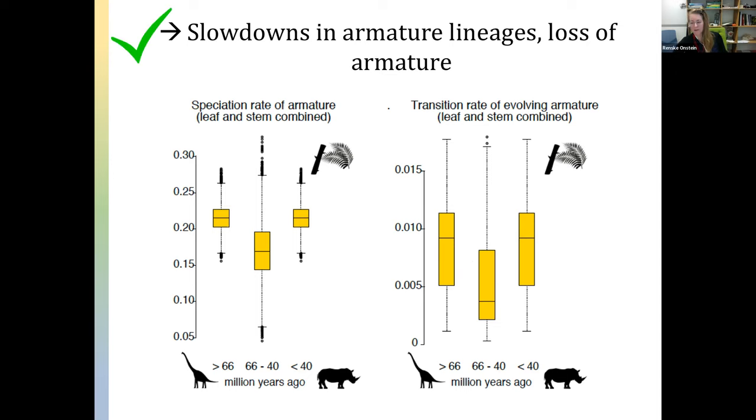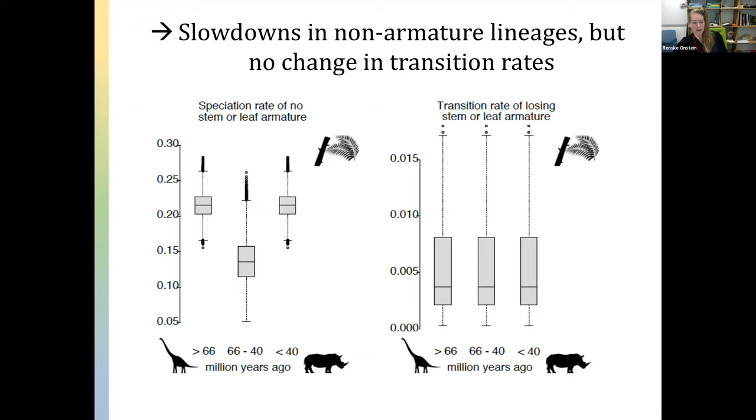However, we do need, of course, to compare it to lineages without spines. So there are also palms, of course, without spines. And here we actually see that they also slowed down in speciation rates during the mega herbivore gap. So it doesn't seem to be linked to the presence or absence of spines, this slowdown in speciation rates. However, we do see that transition rates for those didn't change. So the fact that they change for evolving spines may indeed be linked to the presence of the mega herbivores.